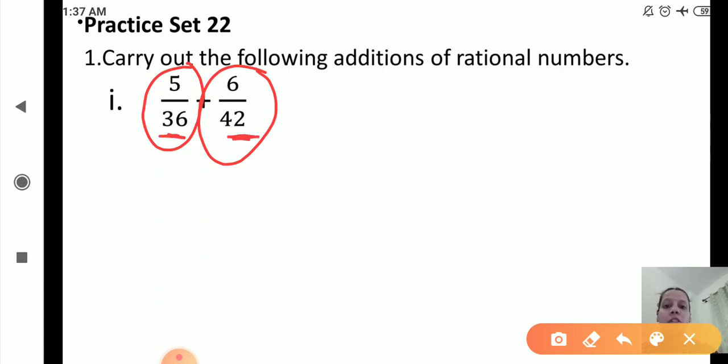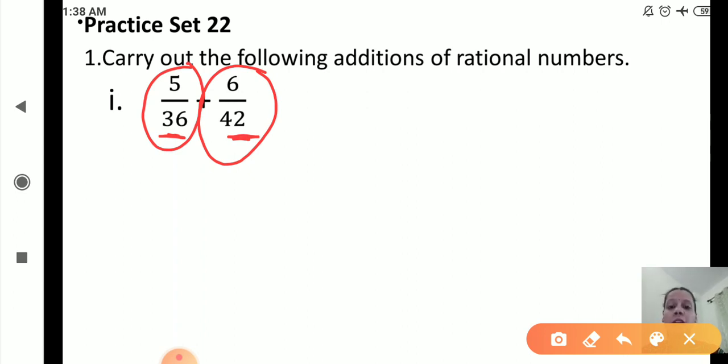The denominators are different. So first we will make the denominators equal. Yes, then only we can do the addition of rational numbers. The first step is to make the denominators equal, then only you can do the addition. There are two methods to make the denominators equal. First, you will find out the LCM. Then with the help of the LCM you can make the denominators equal.